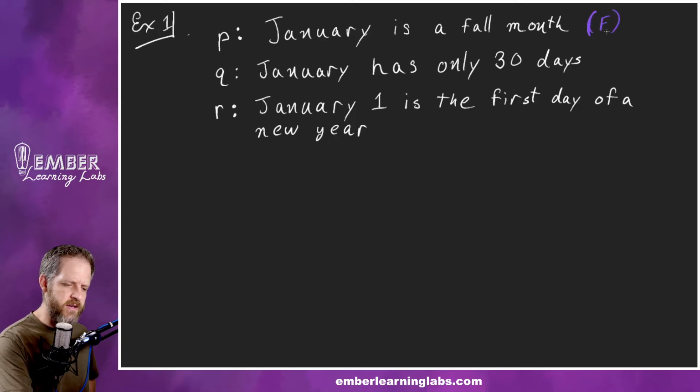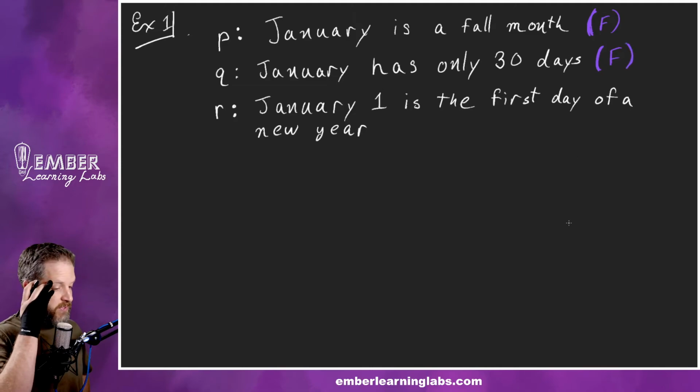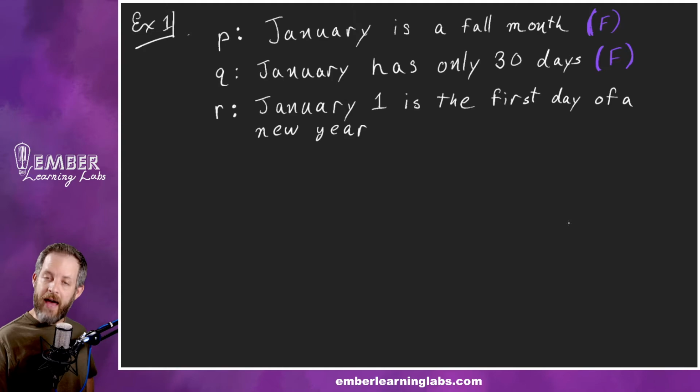So this one is false, right? January has only 30 days. Again, that is false because January has 31 days. And then this last one, January 1 is the first day of a new year. Well, that one is actually a true statement, so we do have one statement that is in fact true.